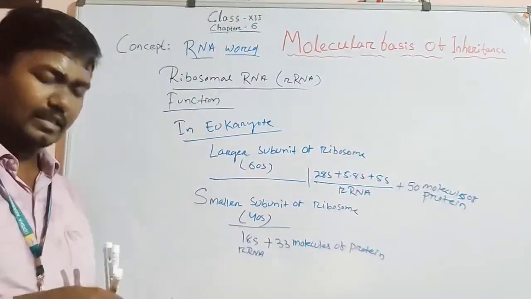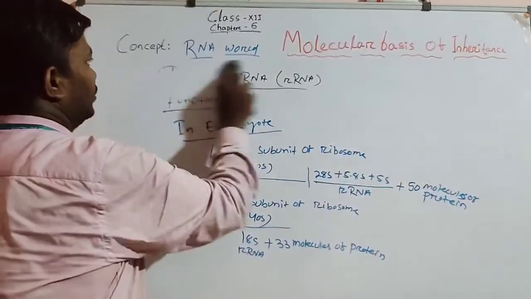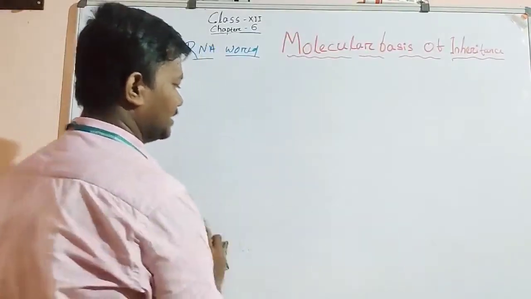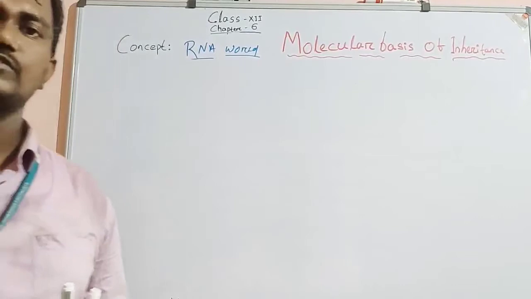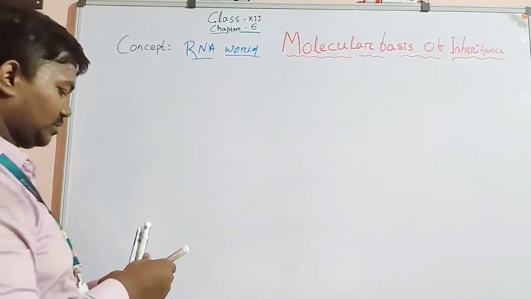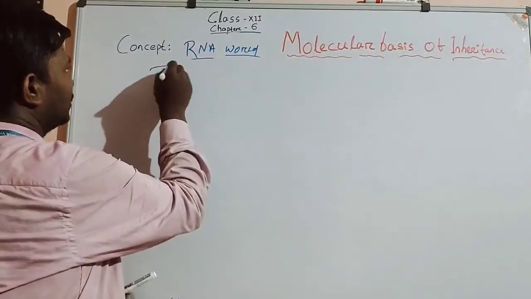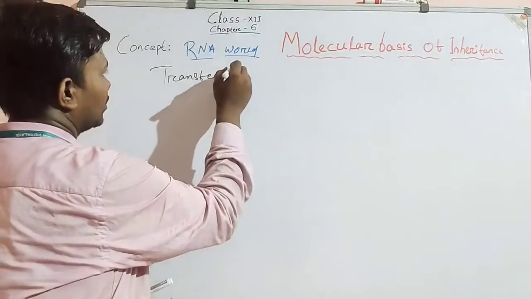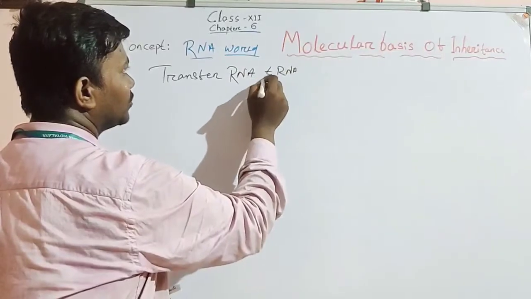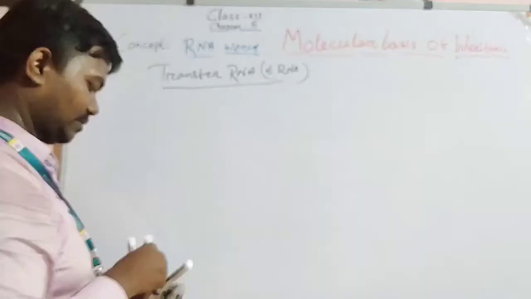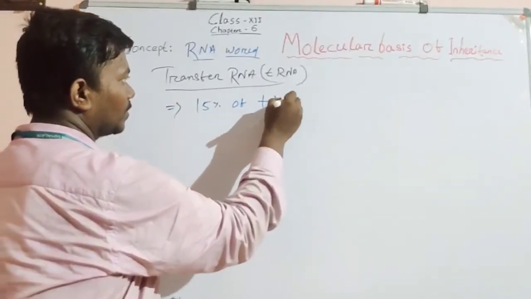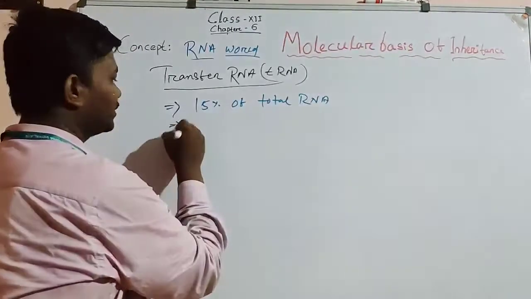Got it? Then coming to the tRNA, your transfer RNA. Basically, transfer RNA is 15% of the total RNA present in the cytoplasm, and the sedimentation coefficient is 4S.